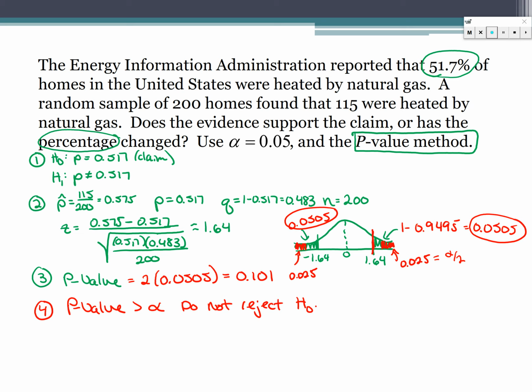The sketch isn't too bad. I like drawing the sketch to really try to hit home the idea that the p-value is an area, alpha is an area. We're dealing strictly with the tails of the distribution, whether it's two-tail, right tail, or left tail.